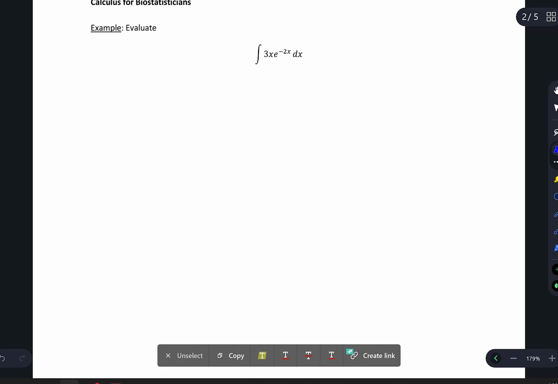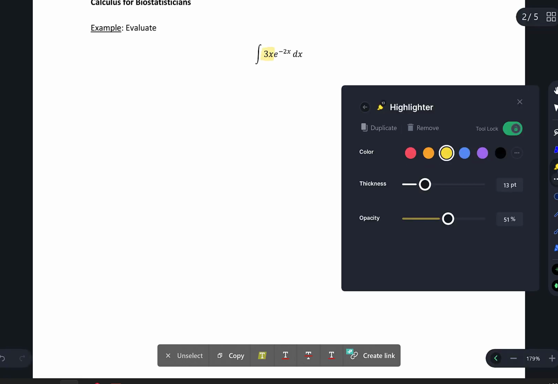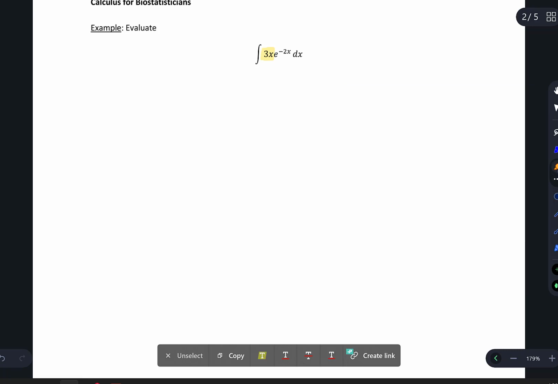All right, so we want to evaluate the indefinite integral that we have here. The very first thing to notice is that we do have a product of two different functions. Here we have 3x times e to the negative 2x. Since we have two different functions of x multiplied together, if we wanted to take the derivative of the product, we would use the product rule. But here we want to integrate the product of these two functions.